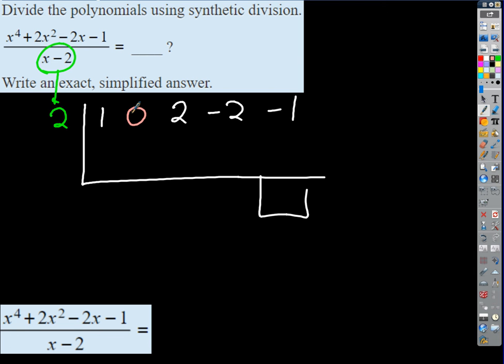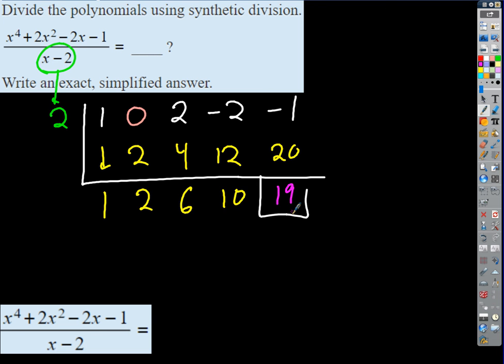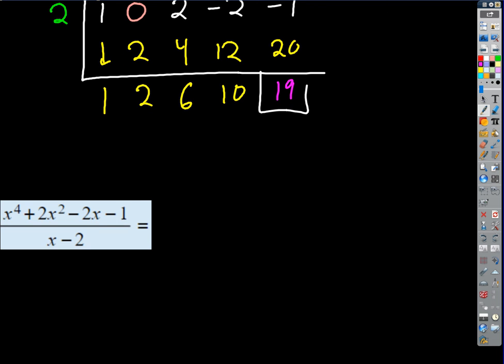Okay, so now, if I bring this straight down, I get a 1. Times 2 is 2, right? Add those and I get 2. Times 2 is 4. Plus 2 is 6. Times 2 is 12. Plus negative 2 is 10. Times 2 is 20. When I add those up, I get 19. Okay, so you tell me then, what is going to be my answer?